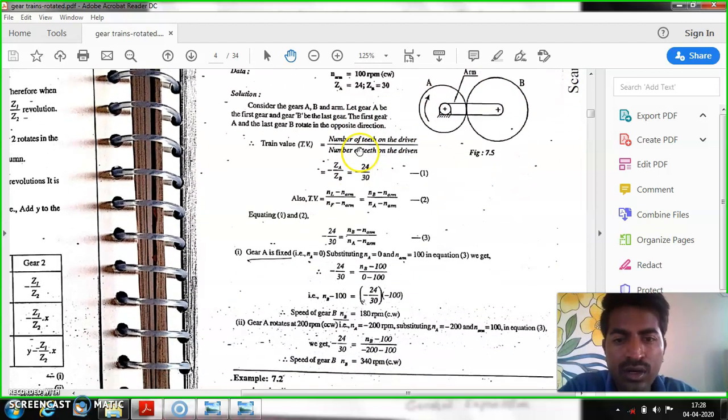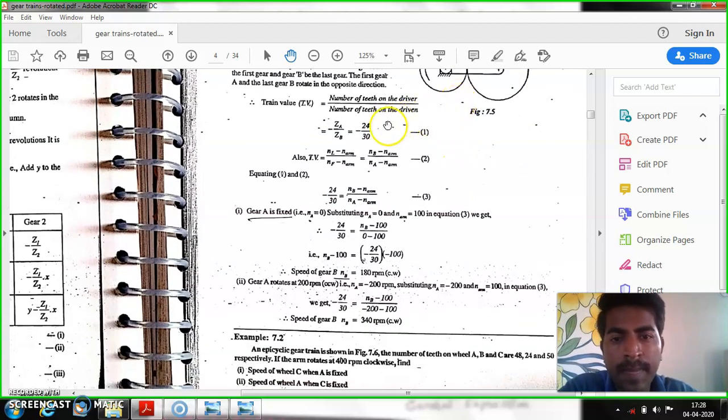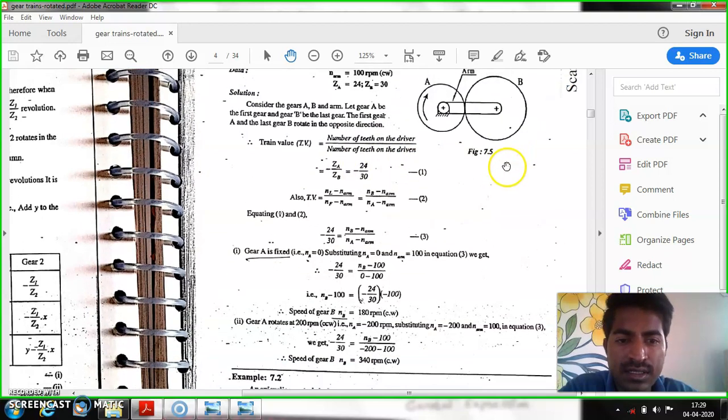Then how did you define the train value? It is the number of teeth on the driver to the number of teeth on the driven. Here, which is the driver? Definitely A is the driver and B is the driven. So it is defined as minus ZA by ZB. Because ZA is the driver and ZB is the driven, and the negative sign indicates both are rotating in opposite directions. If gear A rotates clockwise, B definitely rotates anti-clockwise. That's why the negative sign: minus 24 by 30.